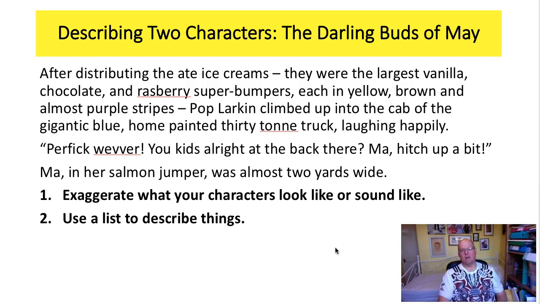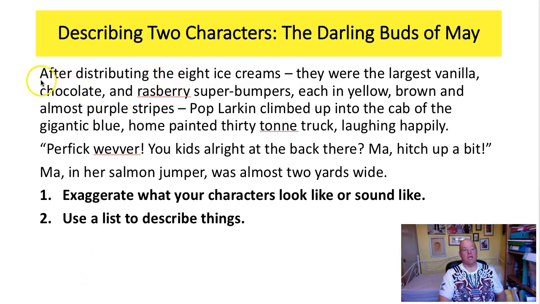And then let's look at how the characters spring to life here. After distributing full marks if you spotted my edit here. After distributing the 8 ice creams, they were the largest vanilla, chocolate and raspberry super bumpers, each in yellow, brown and almost purple stripes. Pop Larkin climbed into the cab of the gigantic blue home-painted 30-ton truck, laughing happily.